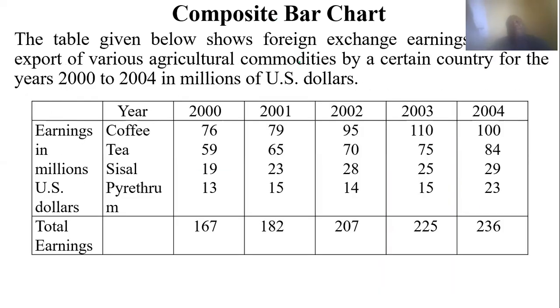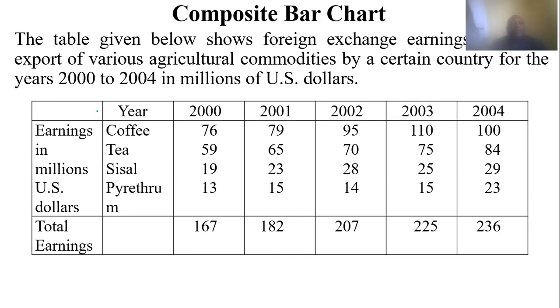Here I have some data. The data I have here is total earnings in US dollars, foreign exchange for exported agricultural commodities by a certain country. These show the export for coffee, tea, sisal, and pyrethrum. The total for year 2000 is 167. The total for year 2001 is 82. The total for year 2002 is 207. The total for 2003 is 205. And finally, the total for 2004 is 236.